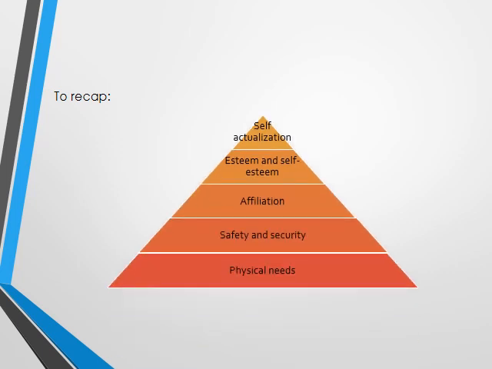Let's just recap. To recap, Maslow's hierarchy of needs will always be represented in the form of a triangle. This triangle will have 5 different levels, with the largest at the base representing the most important needs, which are your physical needs. Then safety and security, affiliation, esteem and self-esteem, and then self-actualization.